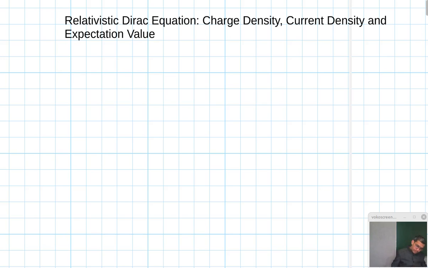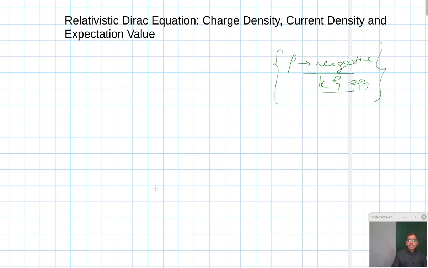As we know, in the Klein-Gordon equation the charge density is negative, this rho will be negative in the Klein-Gordon equation. So here I will see how this problem of negative charge density can be taken care of when we are using the Dirac formulation.